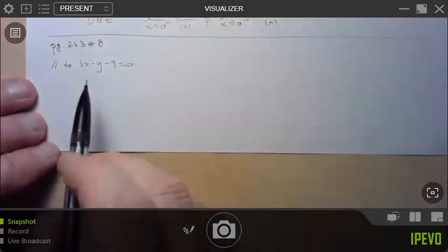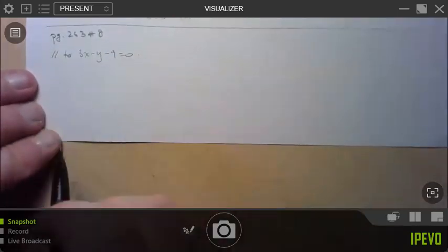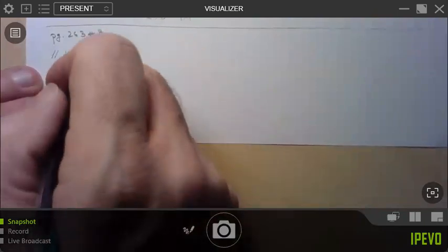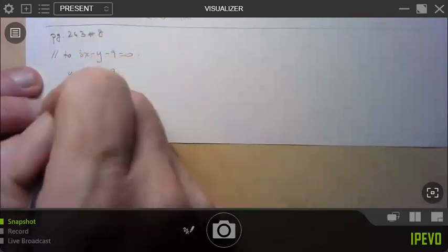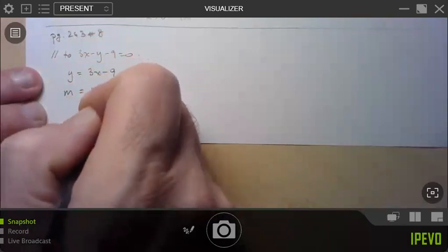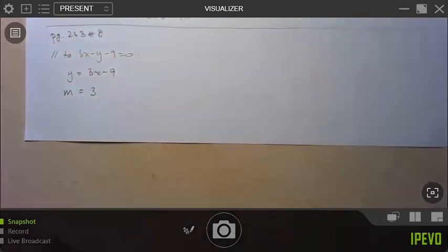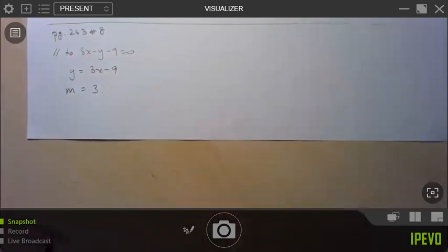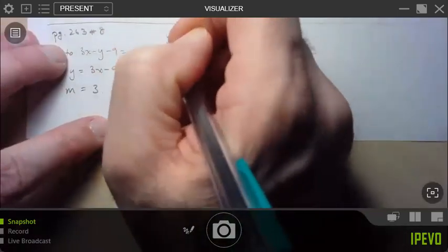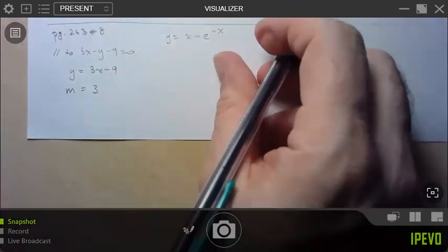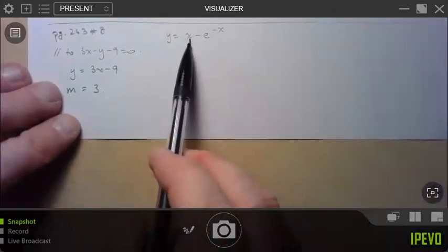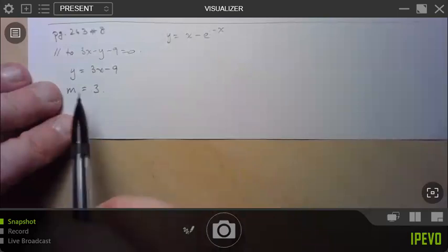Okay, so of course we know that being parallel to this line means they have the same slope. So here, if I rewrite this in slope-intercept form, we have y equals 3x minus 9. So that means the slope I'm interested in is 3. Okay, so I guess the first thing I need to do is to determine the x value where the function y, which is given by x minus e to the negative x, has a slope of 3.